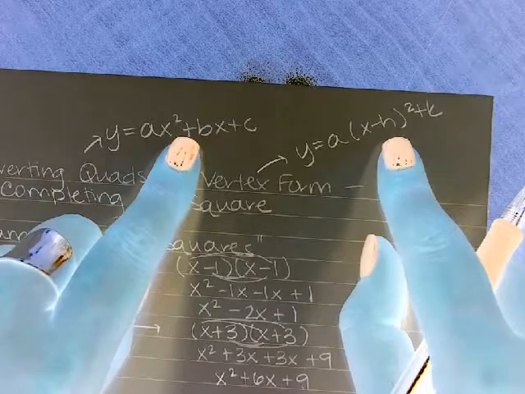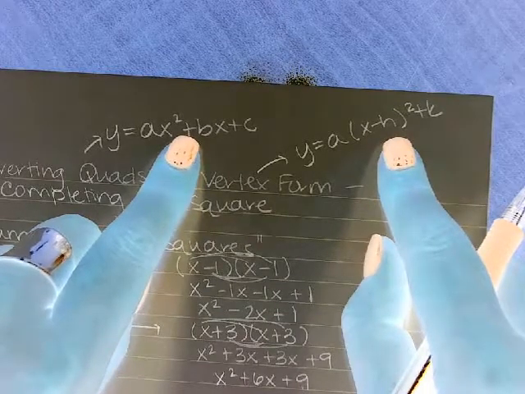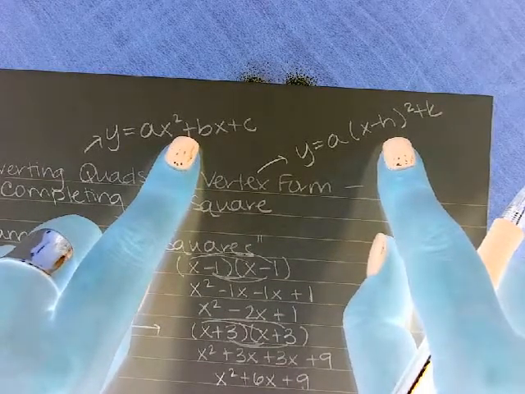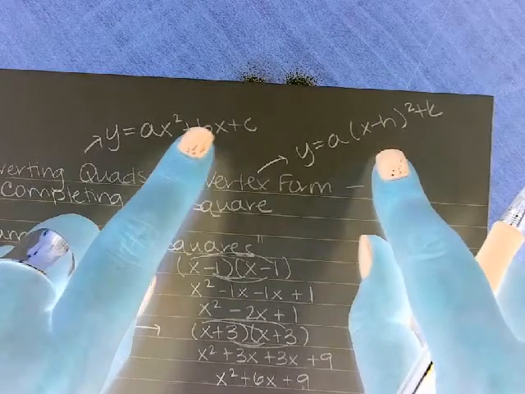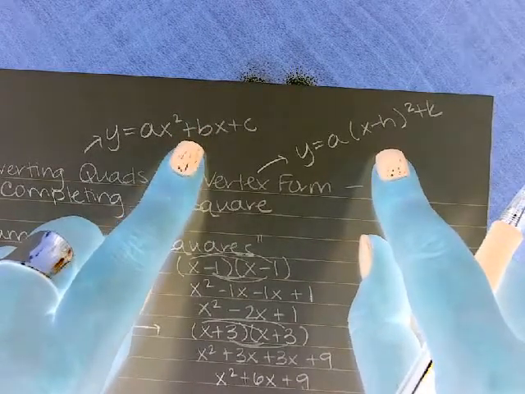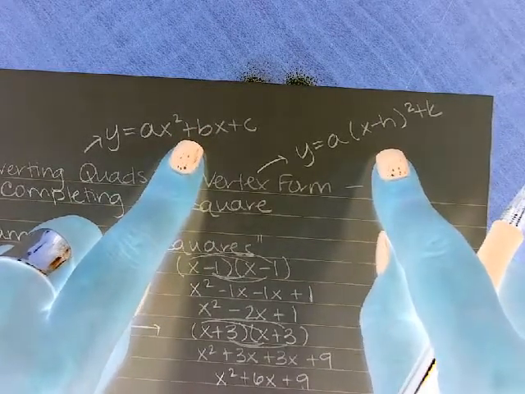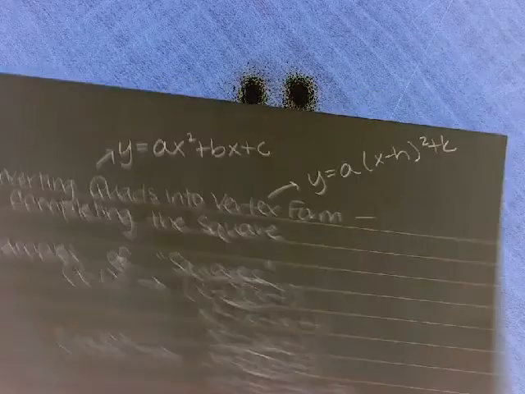Yeah. You have done completing the square in Math 2. You did it to solve equations. You didn't do it for this. You did it in a different context. Yeah. It's actually where the quadratic formula comes from. All right. So that was example 4. Example 5.